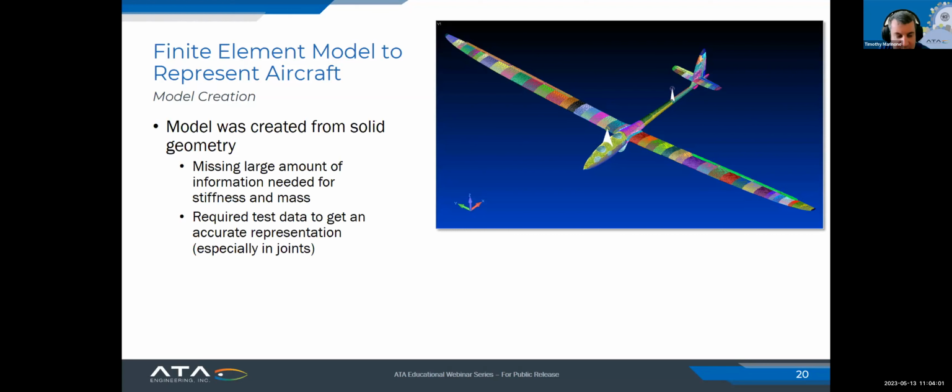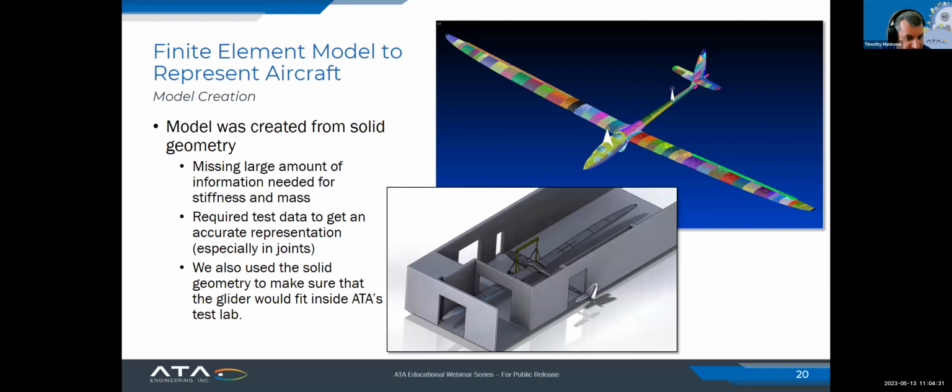Lots of joints were uncertain. And so you need to go, okay, how do I fill in that information? Then ultimately, because we're missing that information and making our best assumptions, how do I make sure that my model is correct? We're going to do that by performing a test to get an accurate representation of that aircraft, especially in joints where you have that uncertainty.